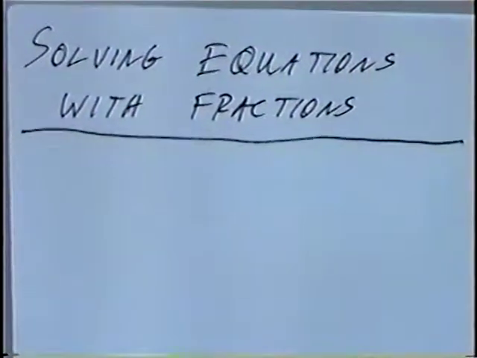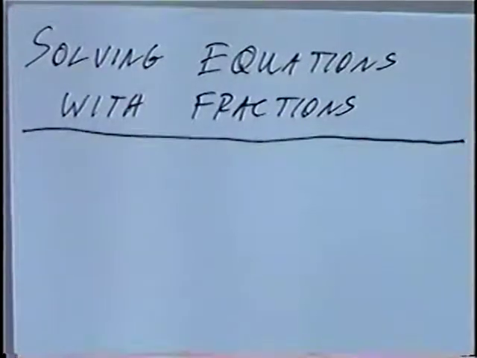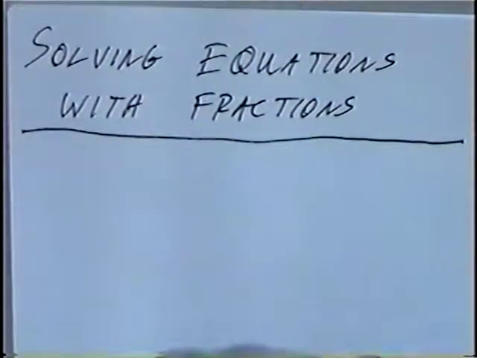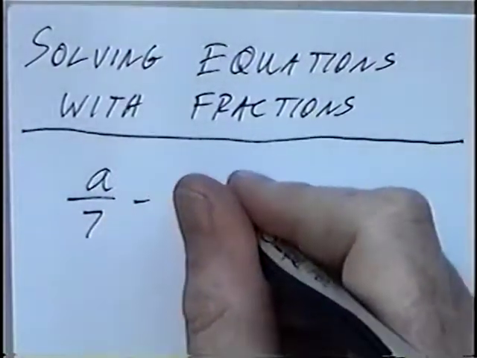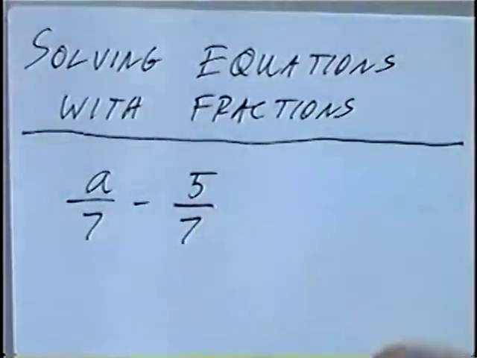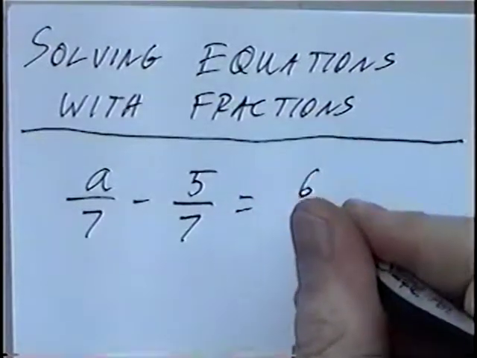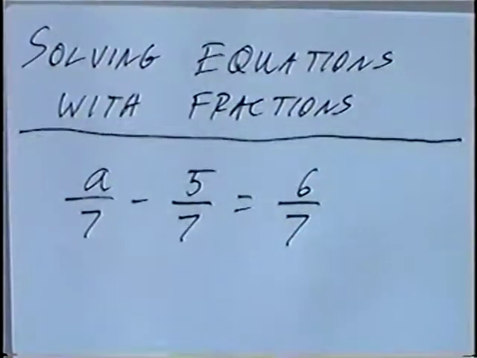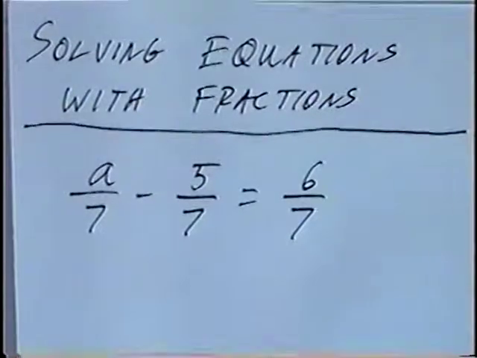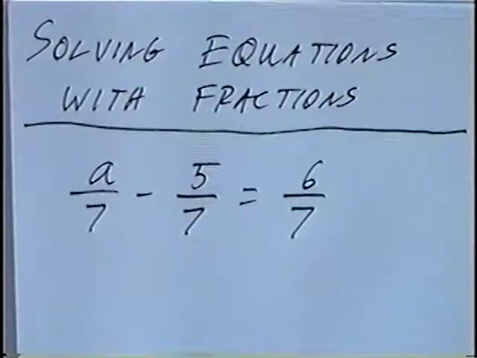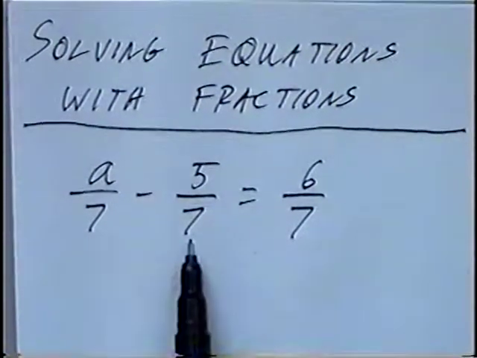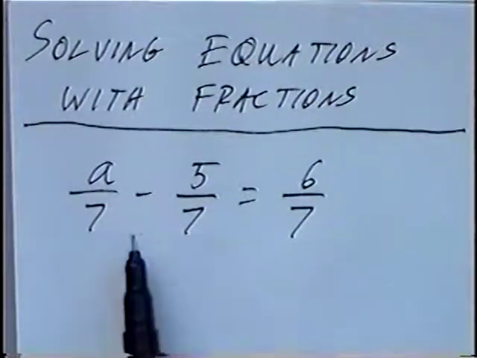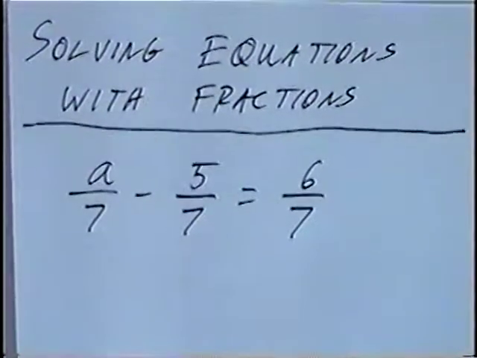In this section, we'll solve equations that have multiple fractions. First equation is a over 7 minus 5 over 7 equals 6 over 7. In this question, each term is a fraction. When you have an equation with all fractions or multiple fractions, first thing you want to do is make sure you have the same denominator for every fraction. In this case, the denominator or bottom number is all 7s.